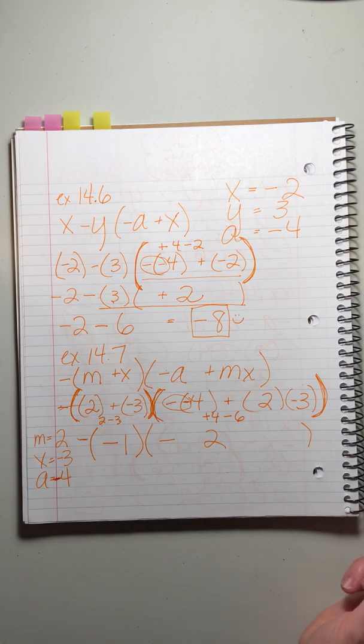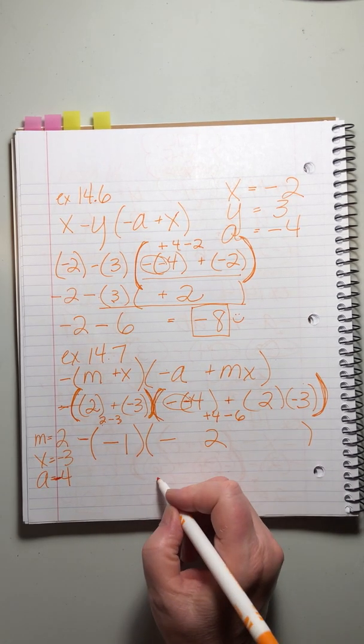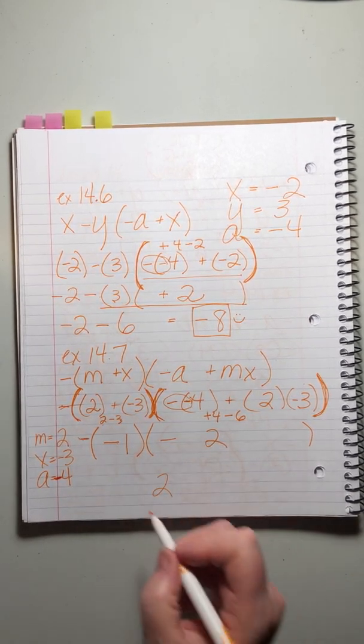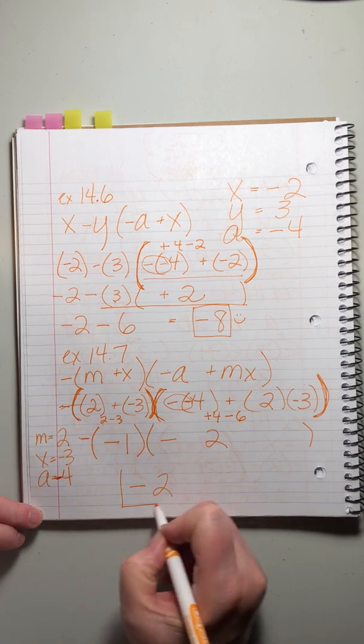Now all we have is multiplication. 1 times 2 is 2. 1, 2, 3 minus signs. 3 is an odd number. That means I do have a minus sign to my answer.